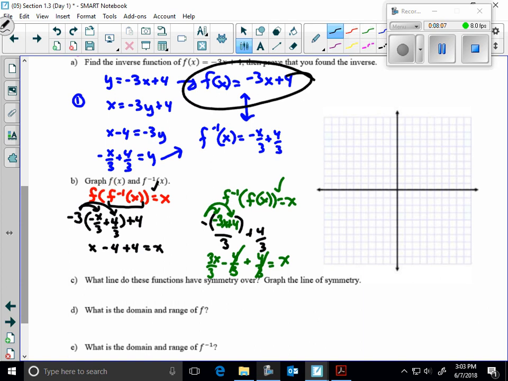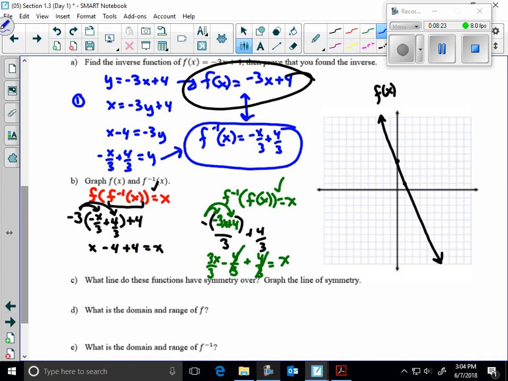So I'm going to graph these. Okay, so here is negative 3x plus 4. Okay, that's f of x. Let's sketch our inverse. Okay, 4/3. Oop. That's not going to be all that pretty. Negative 1/3. Down 1 over 3. It'd be about there.